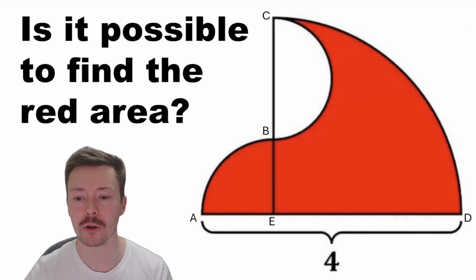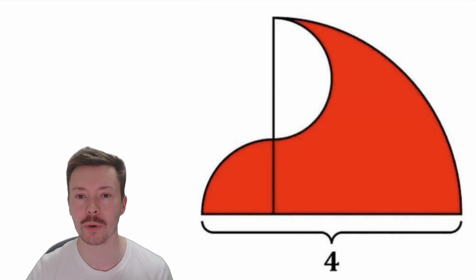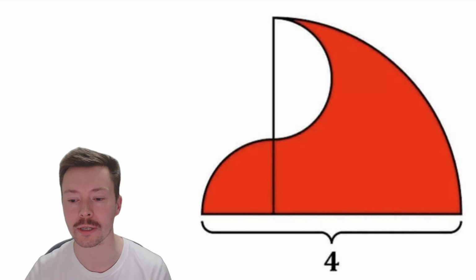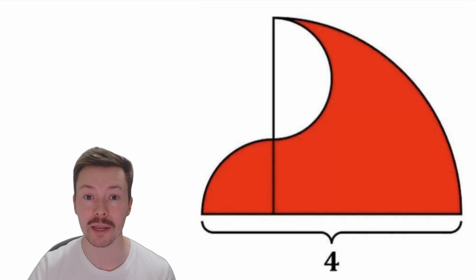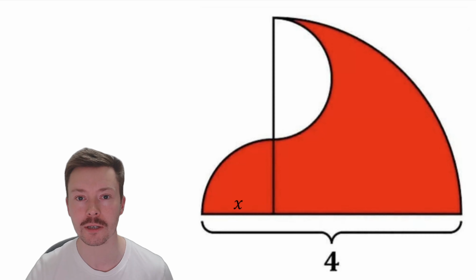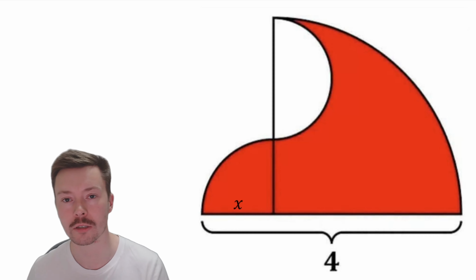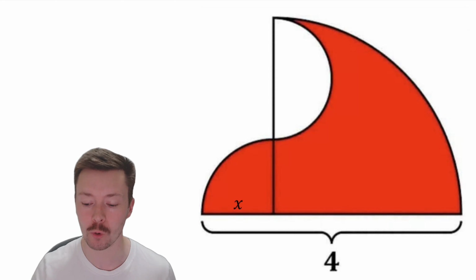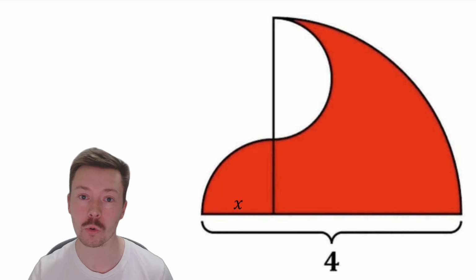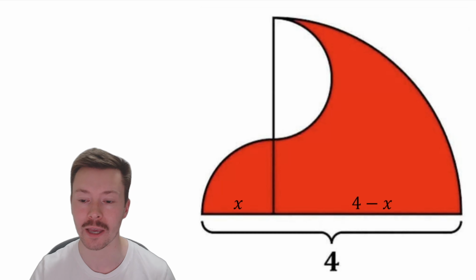Okay, so the first thing that I would do is label one of the sides. So I'm going to label the radius of the small quarter circle X, and that means, because the radius of the small quarter circle and the radius of the large quarter circle add up to 4, that the radius of the large quarter circle is then 4 minus X.